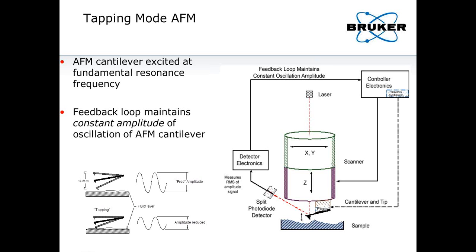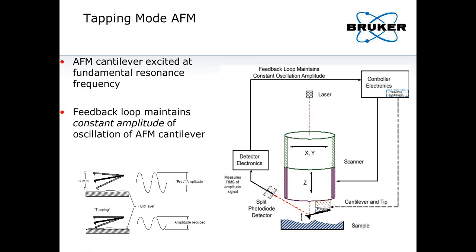However, for some fragile samples, when you slide the tip across, you may damage the sample. So in order to apply smaller force, tapping mode AFM was introduced in 1993. The way tapping mode works is the tip doesn't contact the surface all the time. Instead, it contacts the surface intermittently.